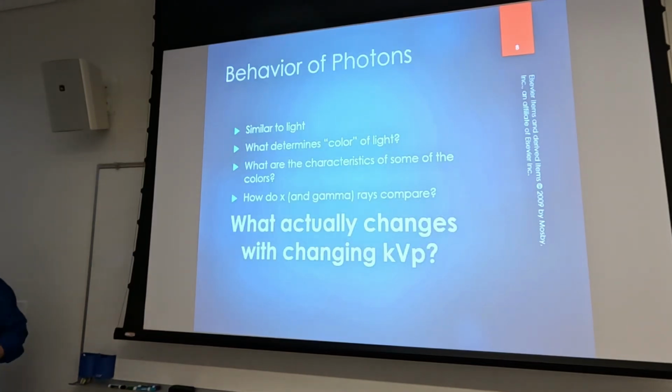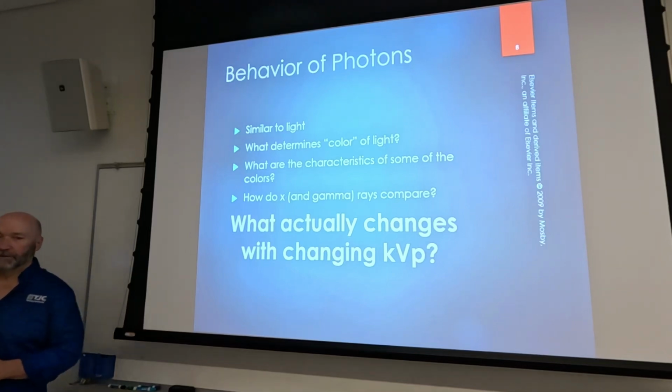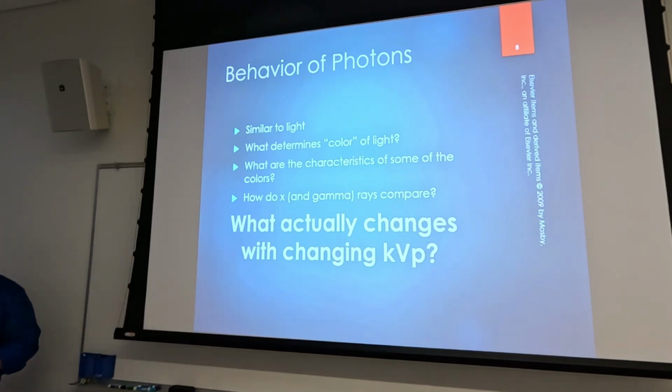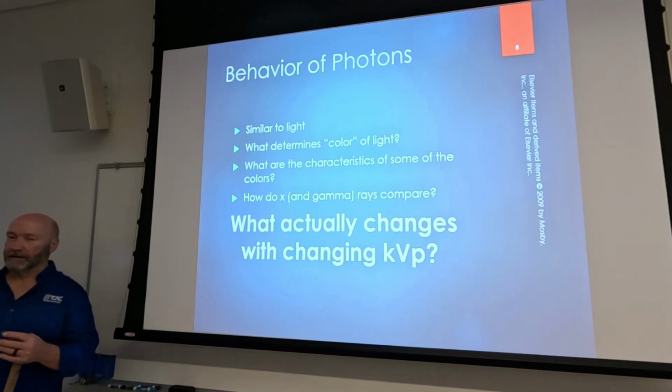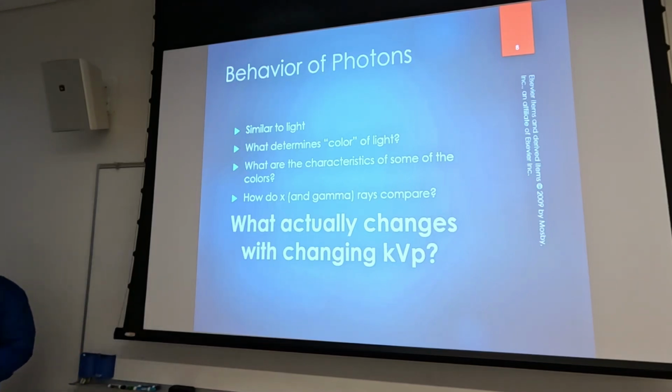So behavior of photons, what really changes whenever we increase or decrease kVp as far as the individual photons go? And we already talked about the energy level changes, right? The speed of the photon remains the same even though the speed of the electron changes. But what really changes? What determines the difference in electromagnetic radiation, the energy level of electromagnetic radiation? Two things. Amplitude? Or frequency? Close. Frequency and wavelength, right.